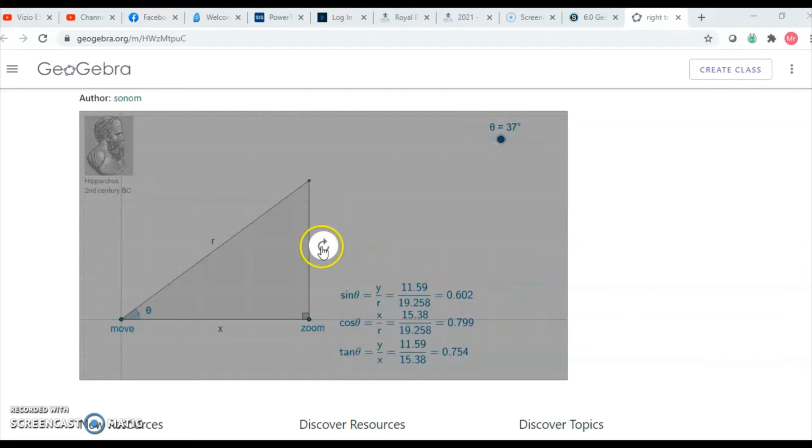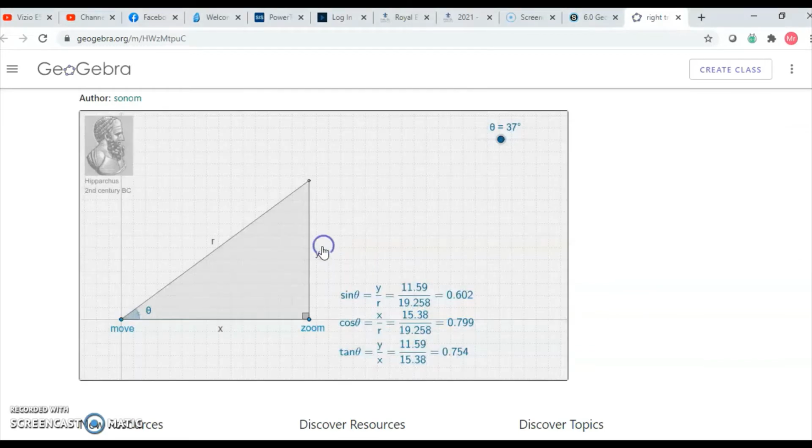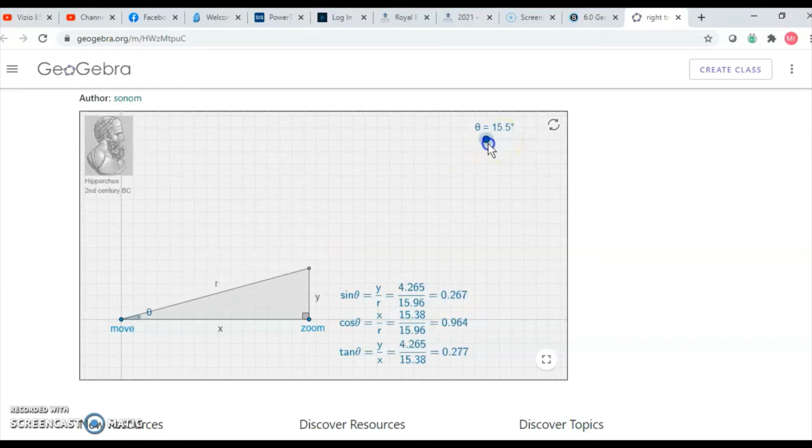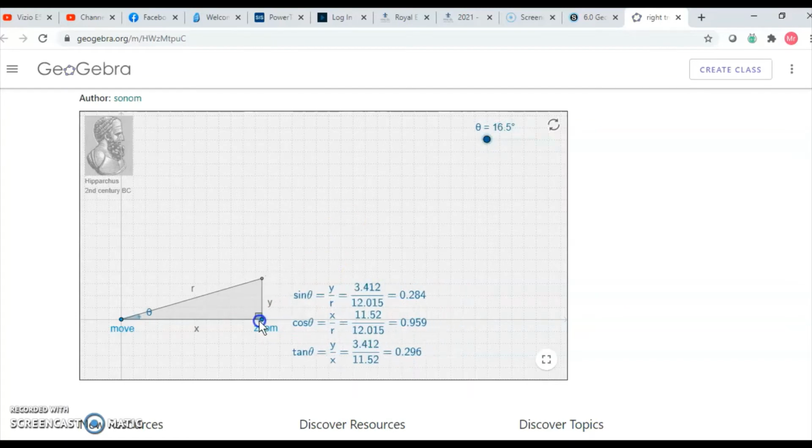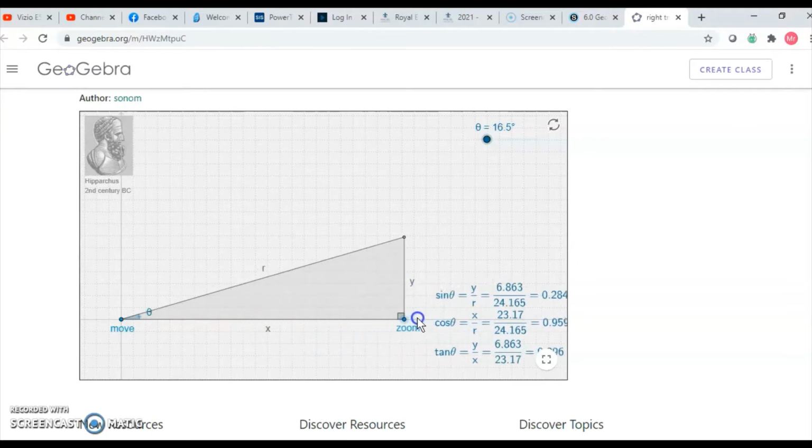I'm going to see if I'm going to be able to move things around on this. There are a couple of things you can do with the triangle. You can change the angle, and you can change the size of the triangle. So this little zoom, if I click on that, I can make it really, really small. I can make it really, really big.